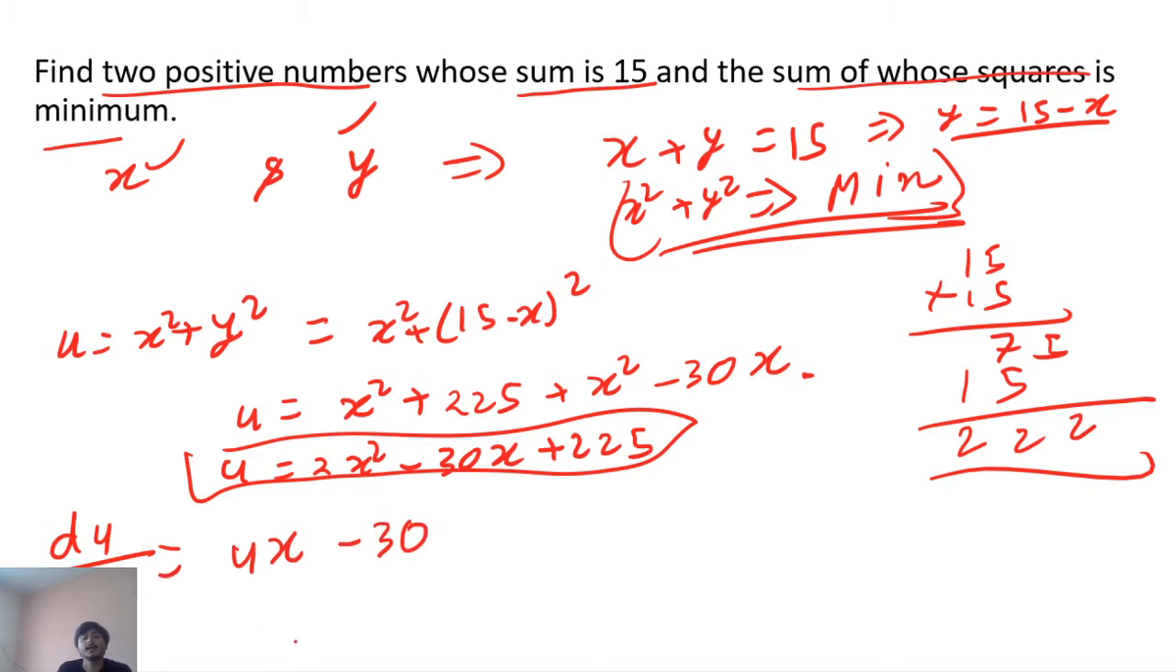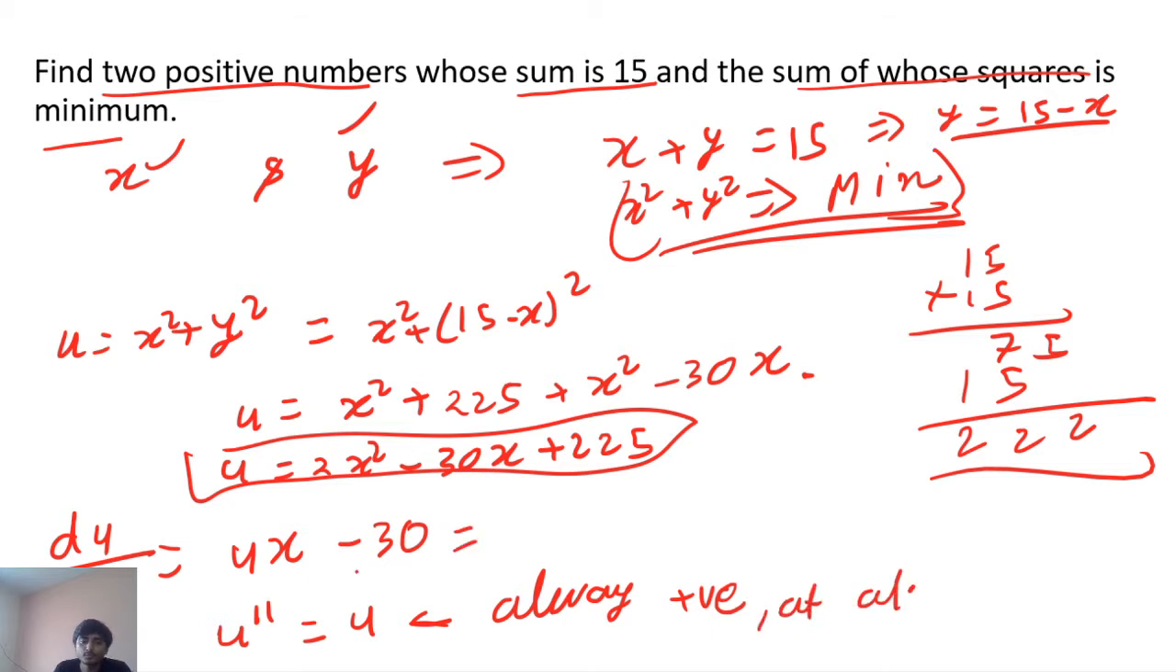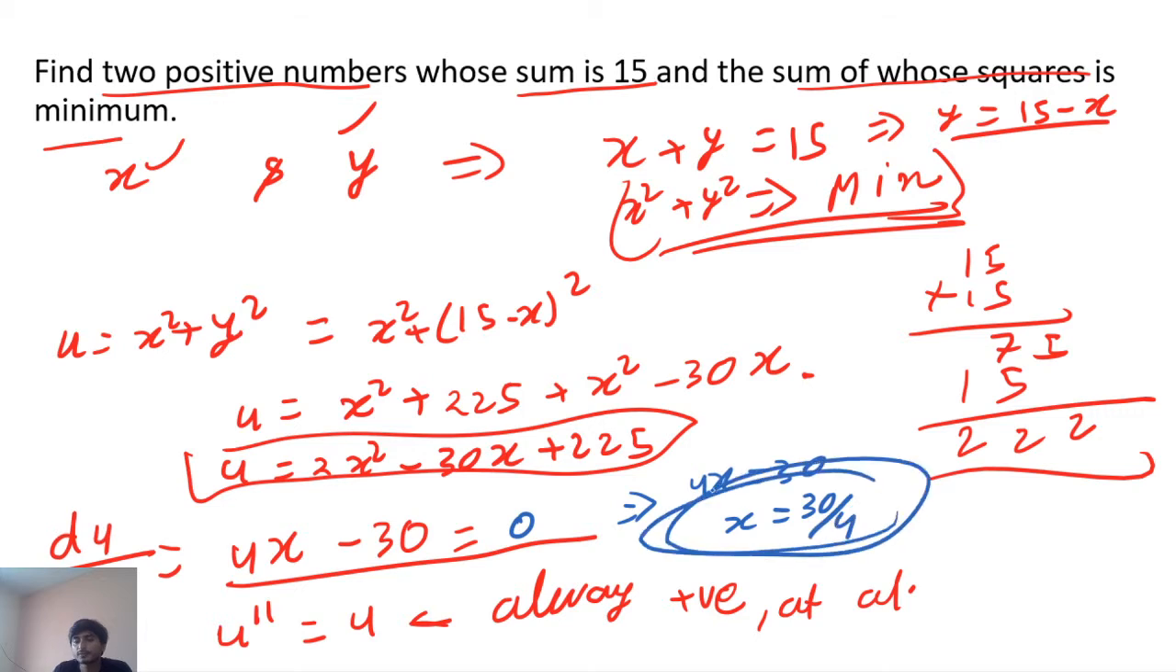Again, if you want u double dash, u double dash will be equal to 4. That is always positive, right? So at all values of x. Now if I put u dash equal to 0, what will we get? 4x is equal to 30, right? So x equal to 30 by 4.